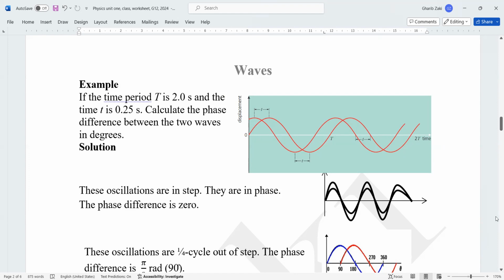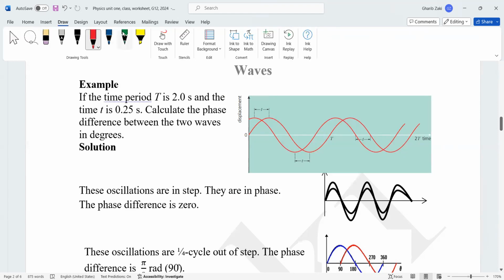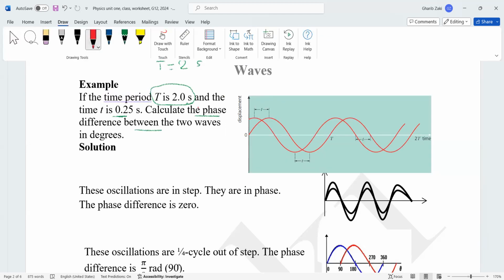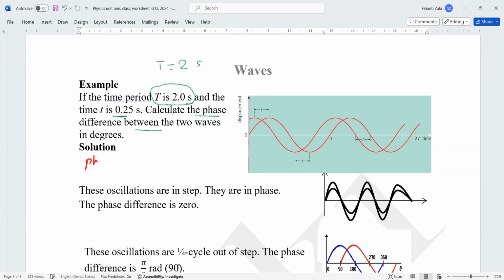Now, we read the question together. If the time period T, so this is the time period, T capital, the given is that T equals 2 seconds. And the time t small between the two waves here is 0.25 seconds. Calculate the phase difference between the two waves. Now, which formula? This is time. So the phase difference equals 2 pi times t small over the time period T capital.